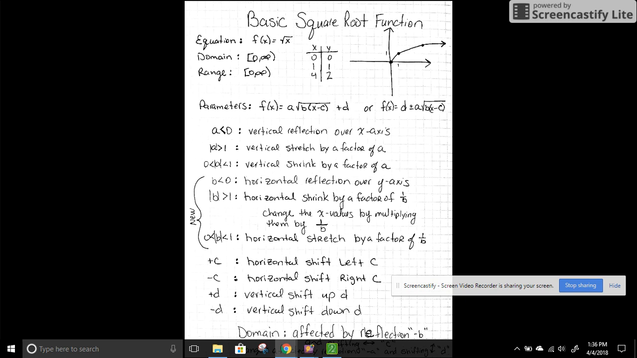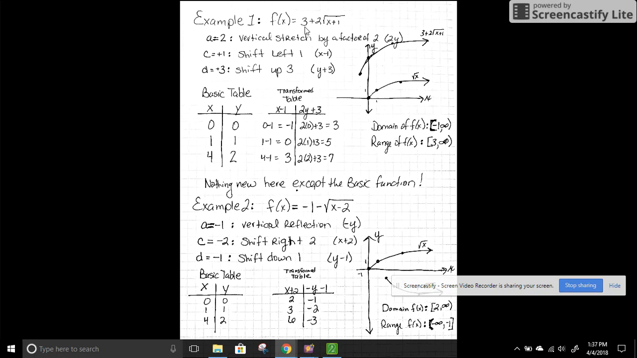So reflections affect both the domain and range. Shifting it left and right will change the domain. Shifting it up and down will change the range. Okay, so example 1. This is an example of where D was written in front.